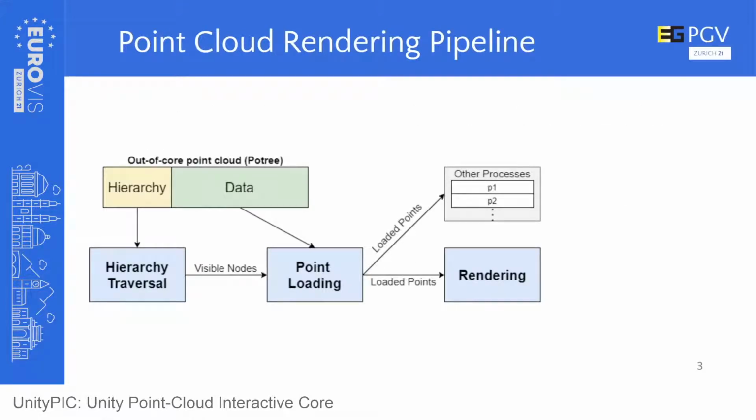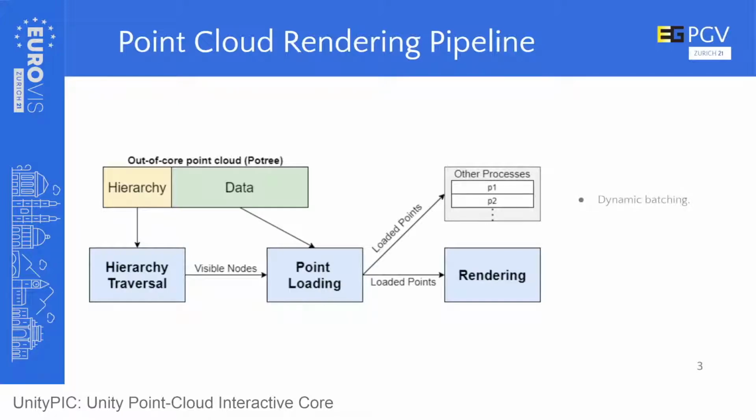The proposed rendering pipeline follows the standard pipeline, which includes the three processes: traversal, loading, and rendering. We've also added an extension to allow the processing of data upon arrival or removal. Our work adopts Potree's file format because of its scalability and accessibility. They provide an open source converter that supports conversion from a wide range of point cloud formats.